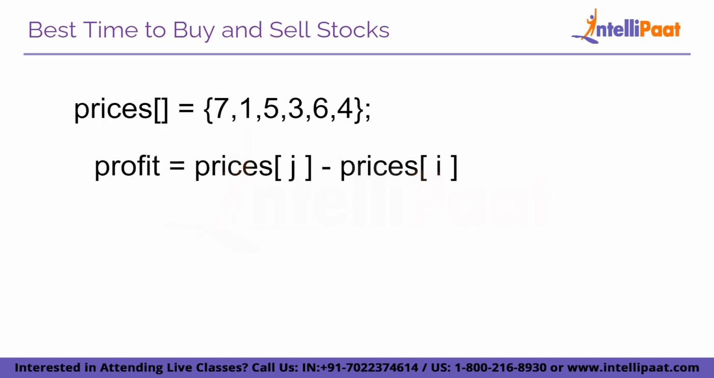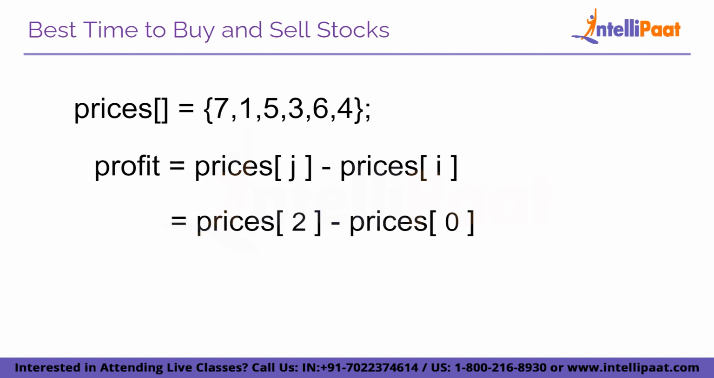For example, at i is equal to 0 and at j is equal to 2, profit is equal to prices at index 2 minus prices at index 0, that is equal to 5 minus 7, which is equal to minus 2, which is less than the maximum profit, which is 0. So in this case, we will not update the value of maximum profit.